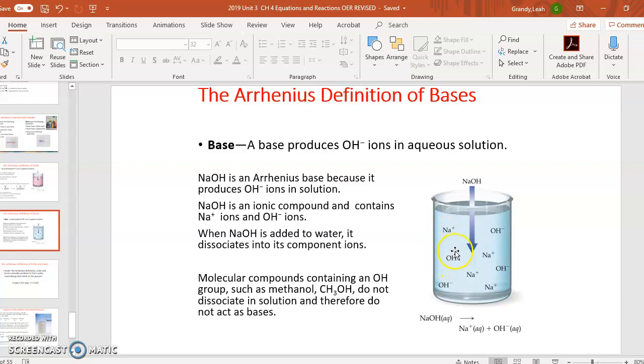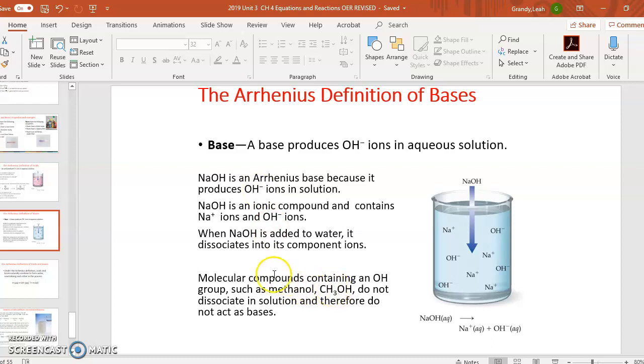So this is called sodium ion, this is called hydroxide ion. It would be in a table in your book, not to be memorized, not necessary. So an Arrhenius base, he says, basically is a compound that when added to water makes an aqueous solution and OH- ions are present.